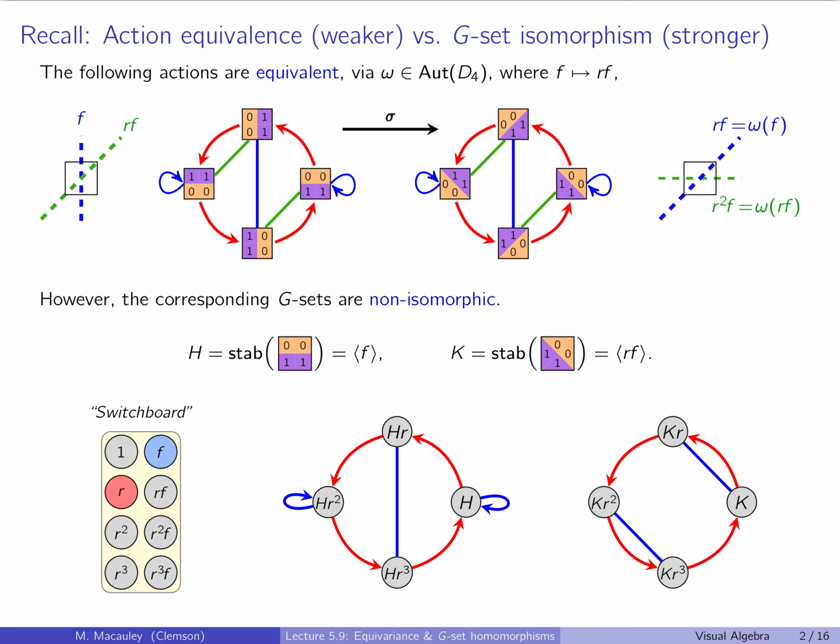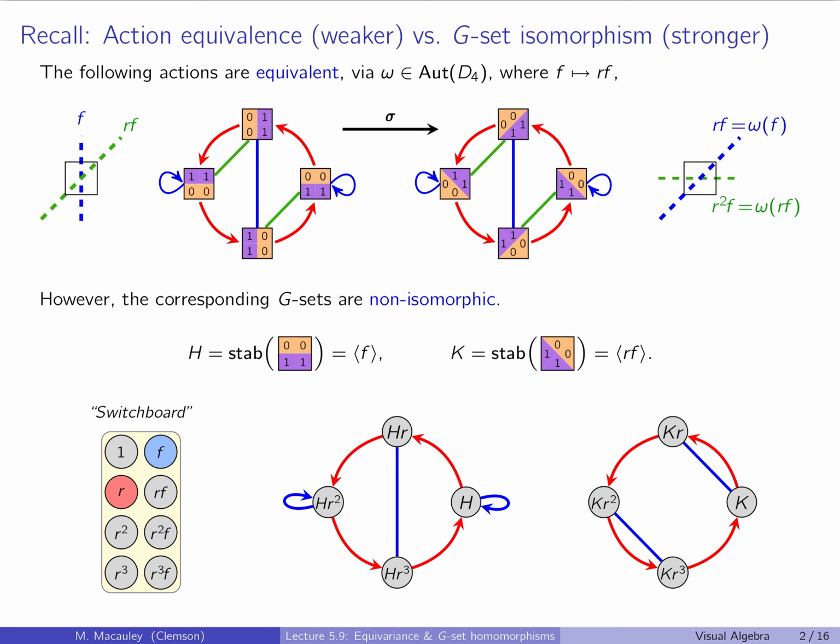Let's recall the subtle difference between the concepts of action equivalence and the stronger condition of G-set isomorphism. And here's my favorite example that illustrates this from an earlier lecture. So D4 acts on the two sets of binary squares shown here. And these action graphs have the same structure, but the edges correspond to different elements. So over here, the blue edge is this horizontal reflection across the vertical axis, and over here, it's this diagonal reflection. So we need a different switchboard for these actions.